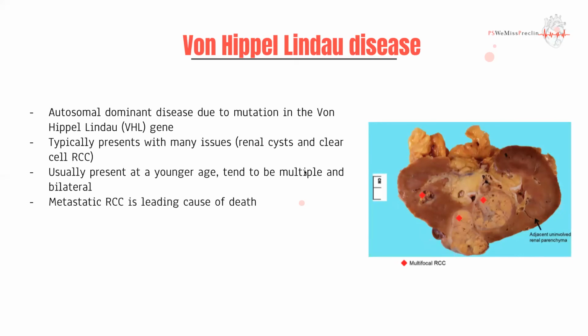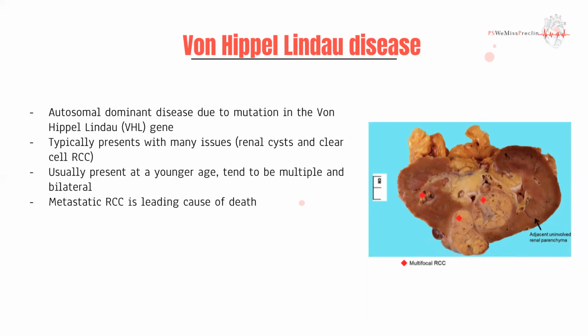So firstly, we have von Hippel-Lindau syndrome, or disease. It's an autosomal dominant disease due to mutations in the von Hippel-Lindau gene. Relatively straightforward, right? We talked about how the VHL gene is quite commonly affected in RCCs, and therefore this disease typically presents with renal cysts and cancers, particularly clear cell carcinomas, and that's the particular association of RCCs with the VHL gene. That's mostly clear cell carcinomas.